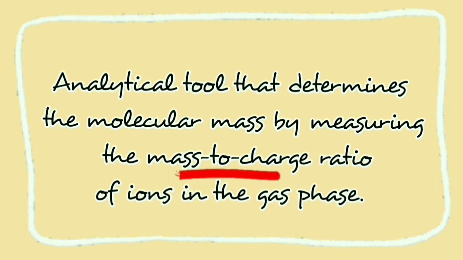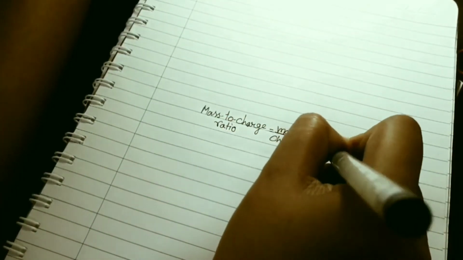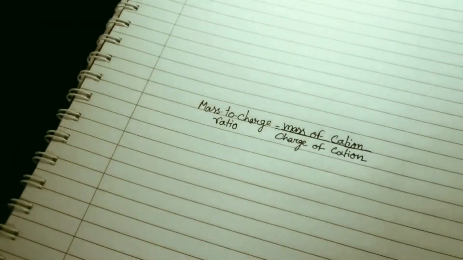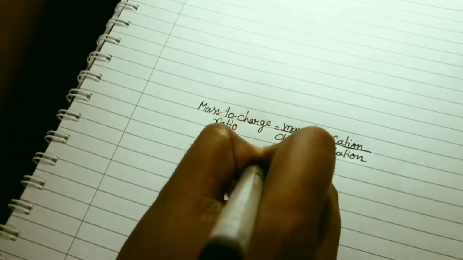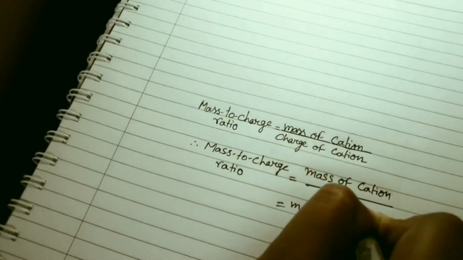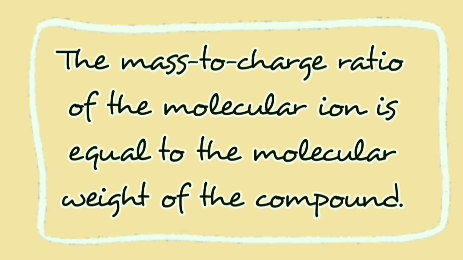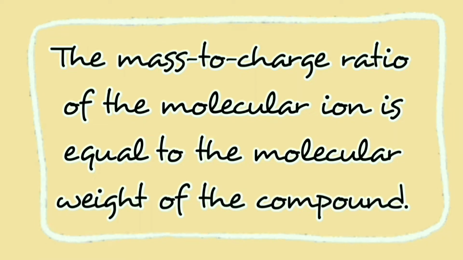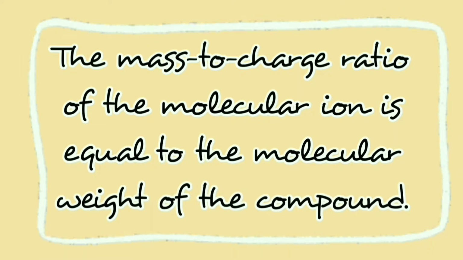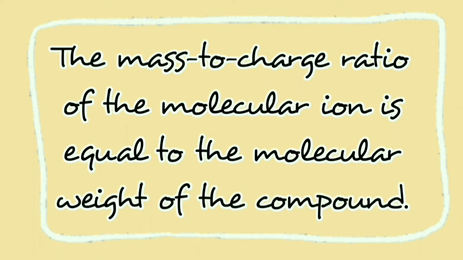So this mass to charge ratio could be explained in a way. This is the equation where the mass to charge ratio of a cation is equal to the mass of the cation divided by its charge. Since the charge of a cation formed in the mass spectrometer is almost always +1, the mass to charge ratio of a cation is usually equal to the mass of the cation. Now we can find that the mass of the molecular ion is equal to the molecular weight of the compound. Thus, the mass to charge ratio of the molecular ion is equal to the molecular weight of the compound.